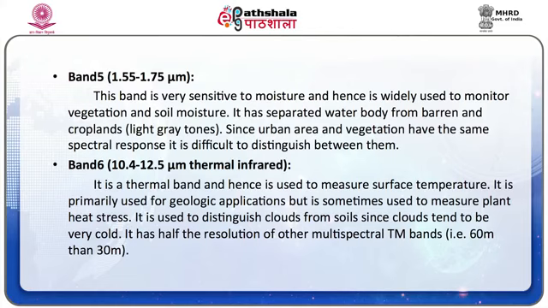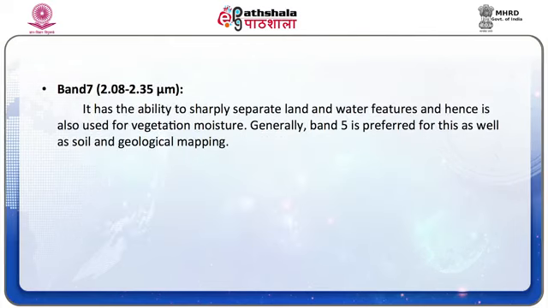Band 7, which has a range of 2.08 to 2.35 micrometers, has the ability to sharply separate land and water features and hence is also used for vegetation moisture. Generally, band 5 is preferred for this, as well as for soil and geological mapping.